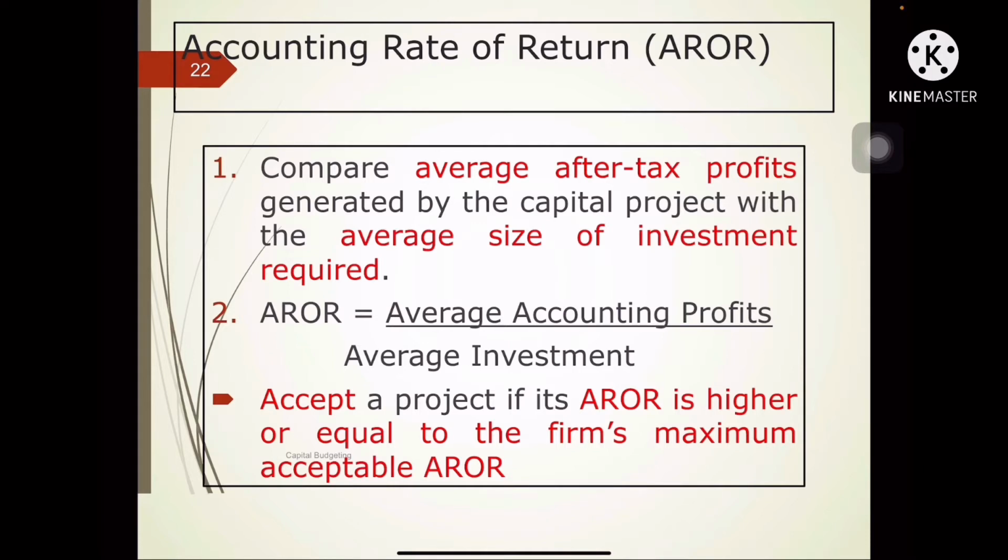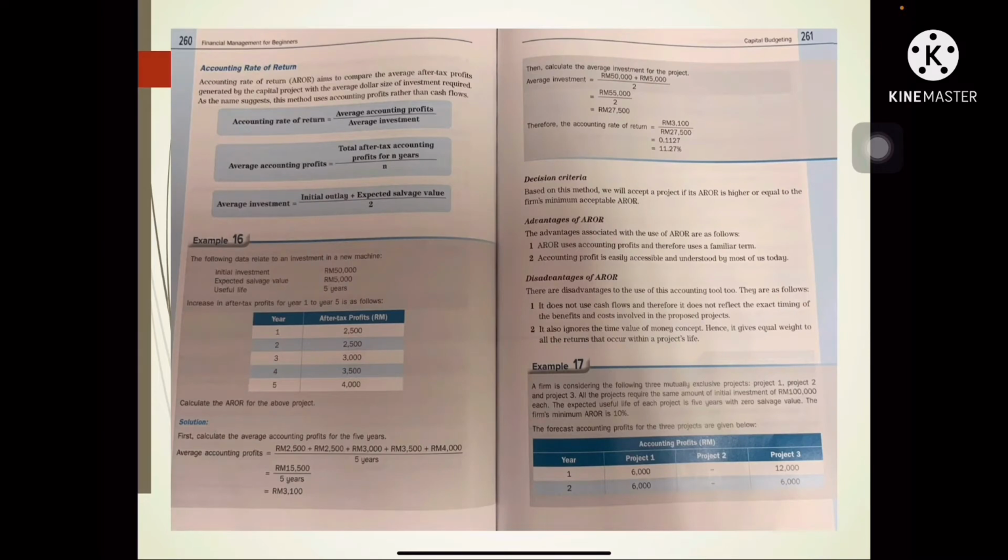We are going to accept the project if the accounting rate of return is higher than or equal to the firm's maximum acceptable accounting rate of return. It means that if the project's accounting rate of return is higher than the firm's acceptable ARR, then we are going to accept the project. Okay, have a look here. This is the formula: average accounting profit divided by the average investment.